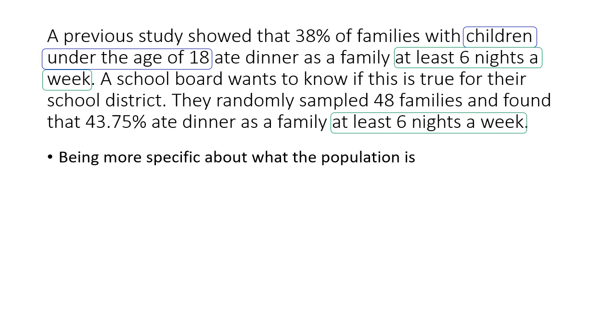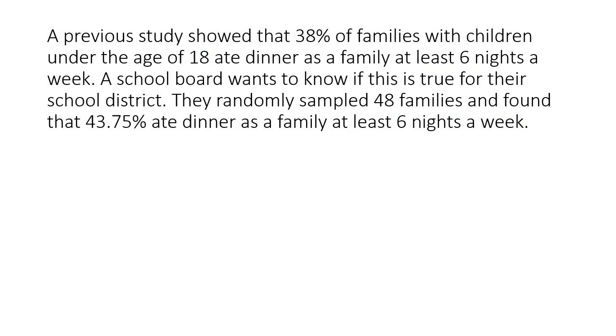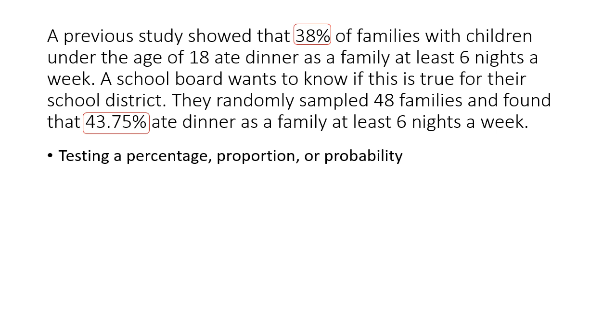The same goes with the number 6. That's clarifying what the variable was. That the researchers asked families, do you eat dinner as a family at least 6 nights a week? The two numbers that are left are percentages. So those tell us that we're testing a percentage, a proportion, or probability. That means that we should consider using a one proportion z-test or a two proportion z-test.